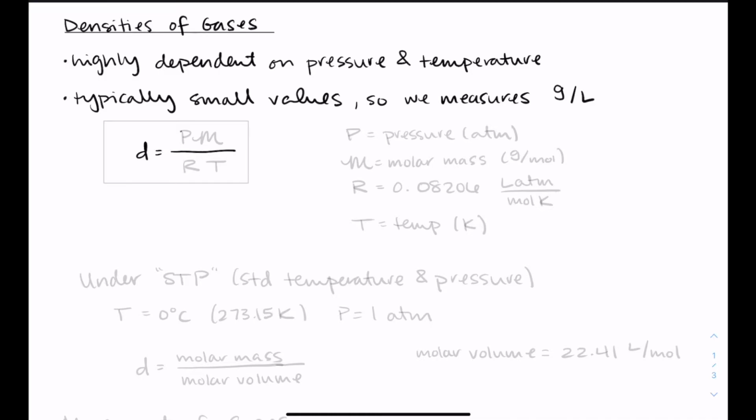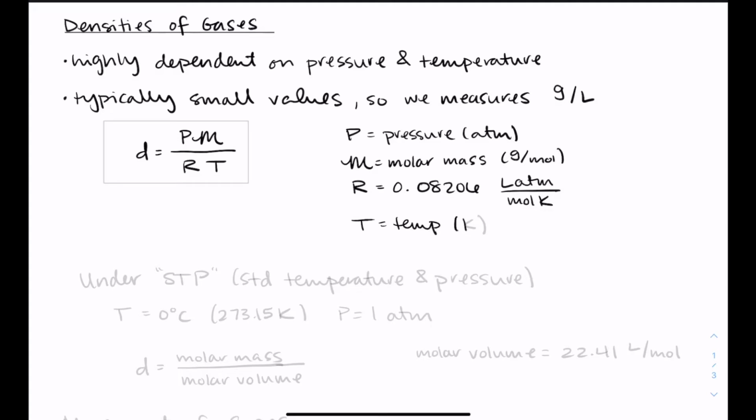P is the pressure in atmospheres, M is the molar mass in grams per mole. R is a constant. This is the gas constant. There are a couple of versions, but the one that has the units we need is 0.08206 liter atmospheres per mole Kelvin, and then we need the temperature in Kelvin. So if you go through and cancel all of this out, you'll see that the units you would get out of this are grams per liter.